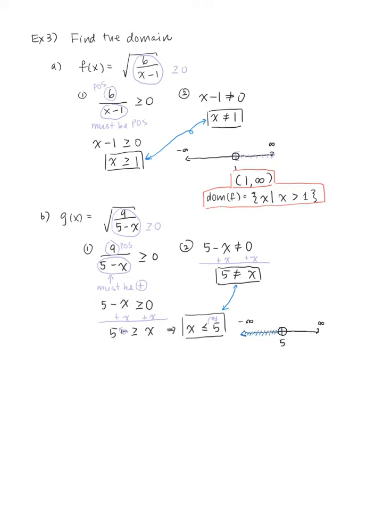So in this case, our answer is going to be negative infinity to 5, open, because look, if I plugged in 5 inside of our function g of x, do you see that you're going to have the square root of 9 over 5 minus 5, which is 9 over 0, which becomes undefined. Now let's express this in set notation. The domain of g is going to be the set of x values such that x is strictly less than 5. I'm going to box these two for the answer.